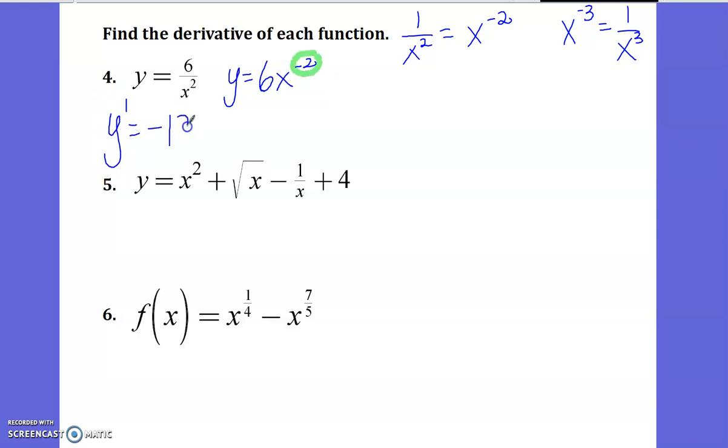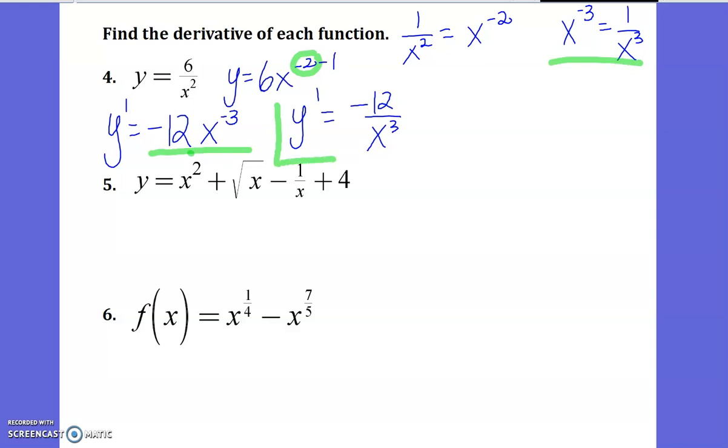6 times negative 2 is negative 12. And then I subtract 1, so it's x to the negative 3. Okay, so there's my derivative. We don't want any negatives in our answer, so I push that to the denominator just like we did here so that it is positive.